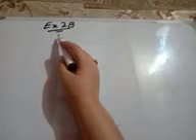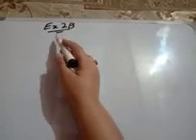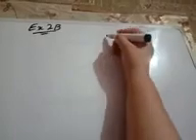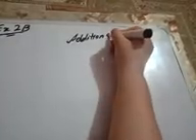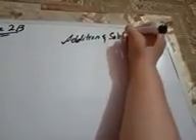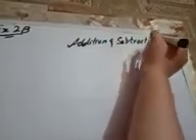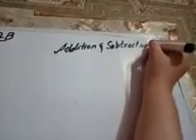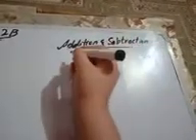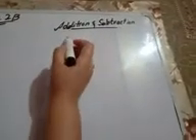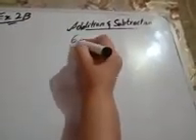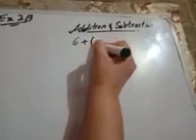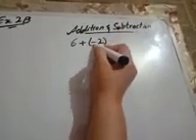Students, let's start our new exercise 2b. In this exercise, we will learn the subtraction and addition of integers. As we see, 6 is a positive integer and we have to add a negative integer, minus 2.